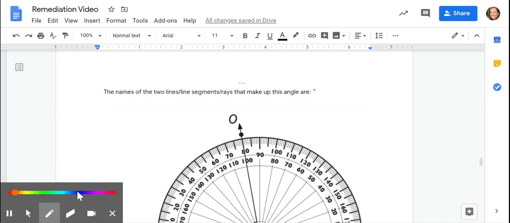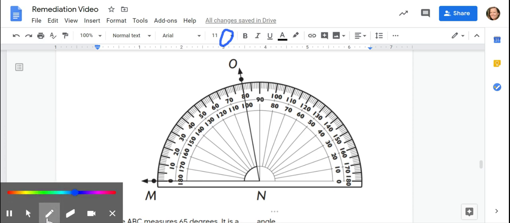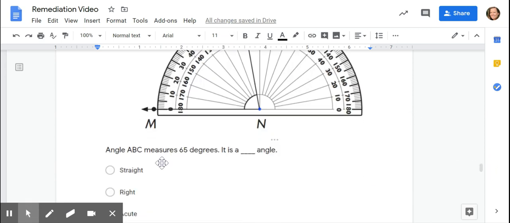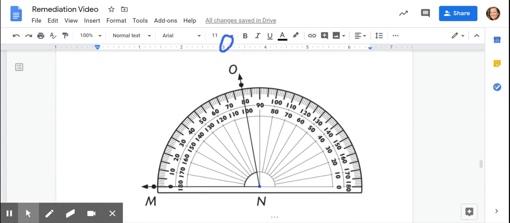Kind of did a spoiler alert in the last question, but it says the names of the two rays that make up this angle are what? When we name a ray, this is something we learned a while ago, but I hope it stayed fresh in your mind. We have to start with the endpoint first. So for both of them, their endpoint is at point N. So we're going to have NO and NM. You should have selected the answer that has NM and NO, or NO and NM, doesn't matter which order.